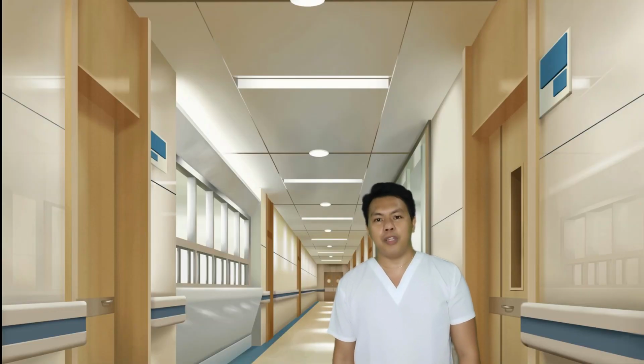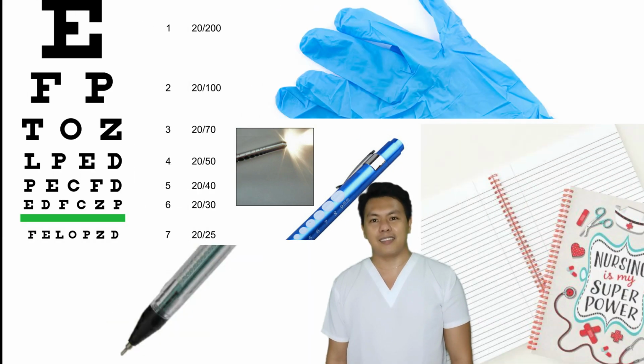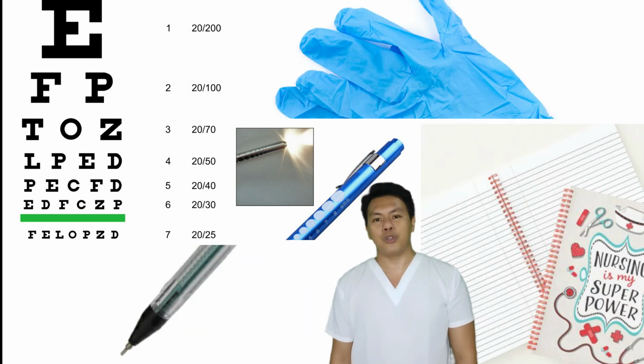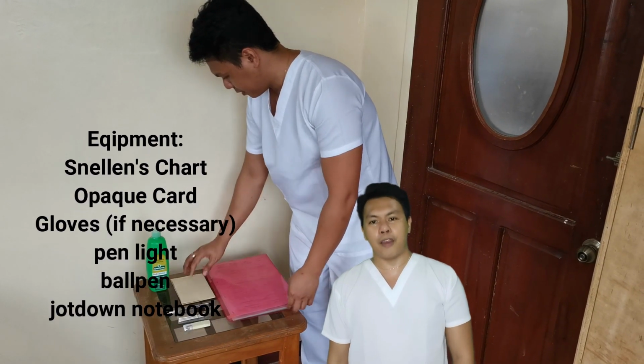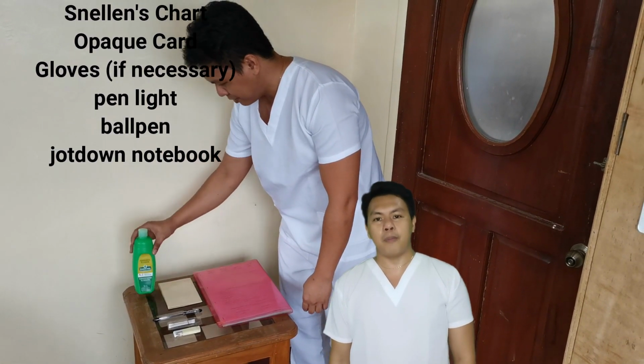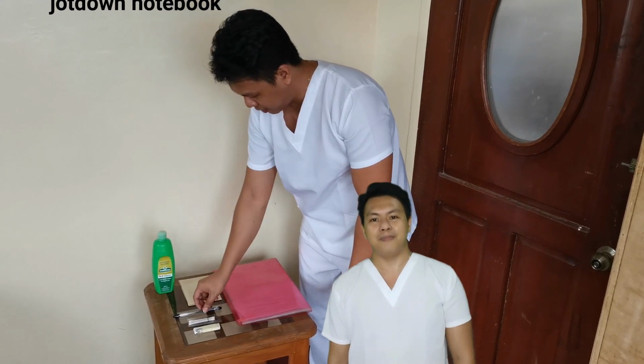Number 2. Determine the scope of assessment needed and prepare necessary equipments. This is done in order for you to be able to know the extent of your physical assessment, and also by preparing the equipments, you will be able to save time and energy.